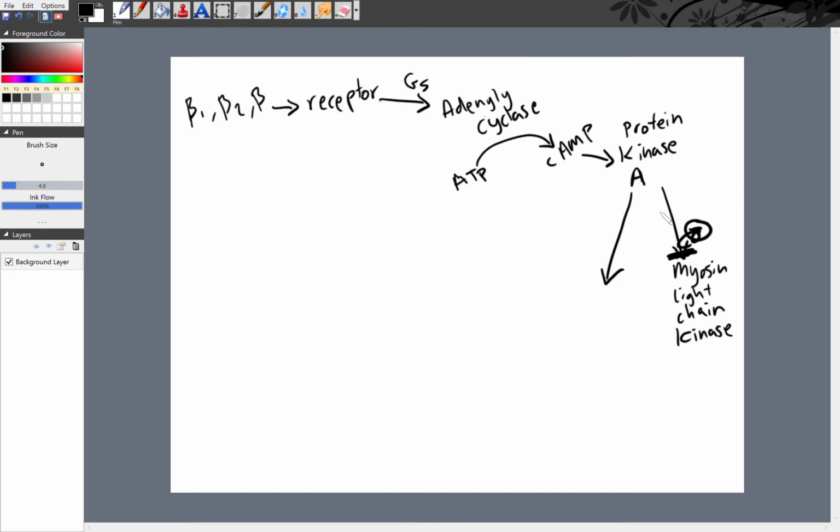This is just not neat enough for my OCD, so I'm going to have to erase it. Excuse me while I do that. Okay, so we have myosin here. Great.